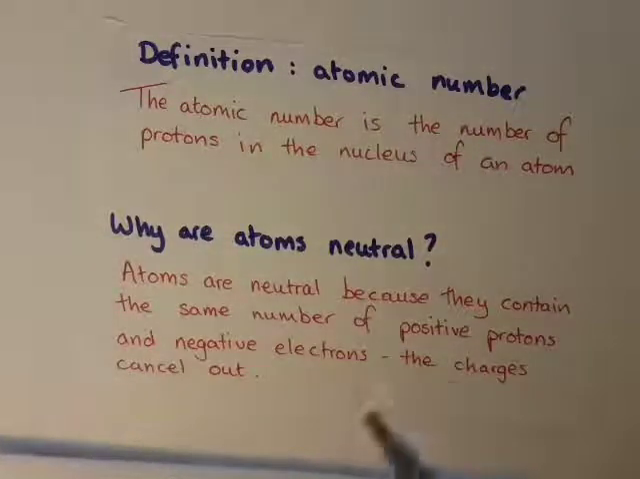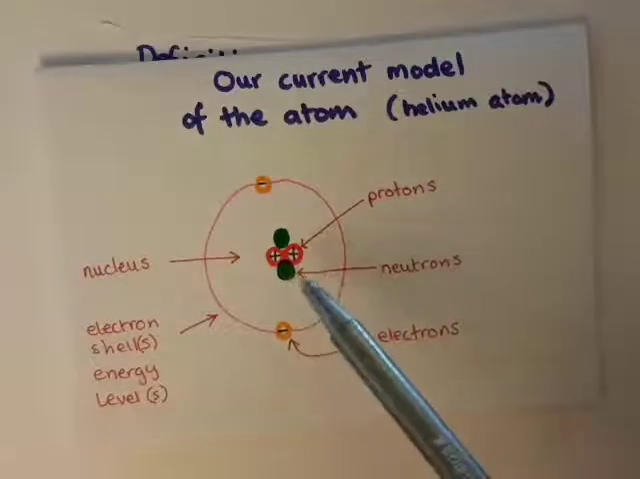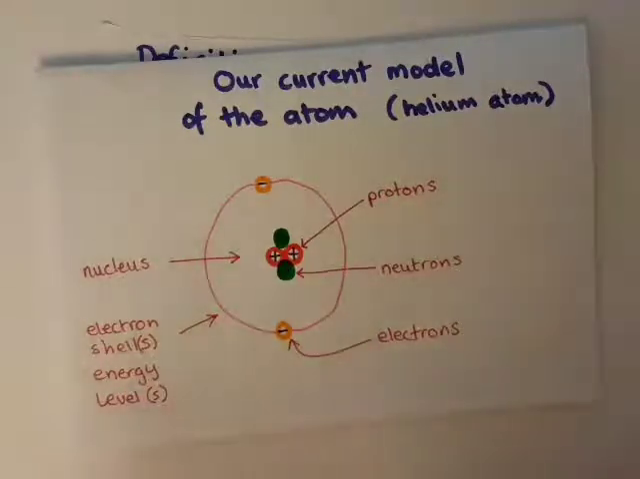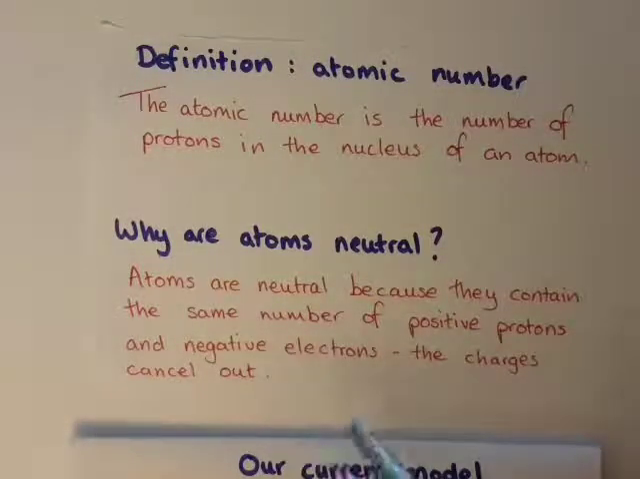So atoms are neutral because they contain the same number of positive protons and negative electrons, and the charges of these two particles cancel out. So in chemistry, whenever we've got the same number of positive and negative charges in a space, so we can think of the atom as one space, the positives and negatives cancel each other out. So 2 positives and 2 negatives add up to an overall charge of 0. That's why our helium atom is neutral, and all of your other atoms of elements in the periodic table will have the same number of positive protons and negative electrons. The charges will cancel out, so all atoms are electrically neutral.